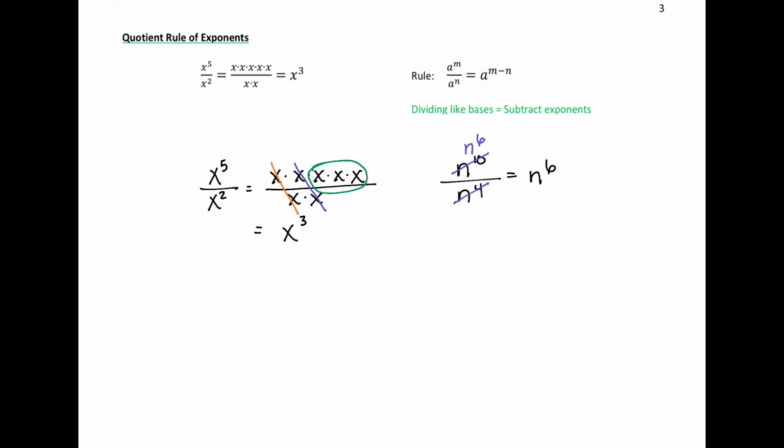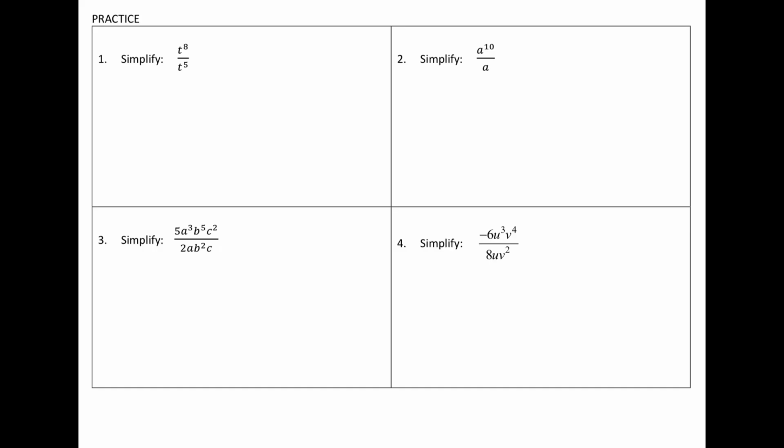All right, and then you can see here that they subtracted. Okay? Like bases, you subtract the exponents. So if this was an n and this was a w, you couldn't do it. X, y, you couldn't do it. But because they're both x, because they're both n, this works. And here's what it looks like in more complicated problems. So see what you can do with it and then come back.